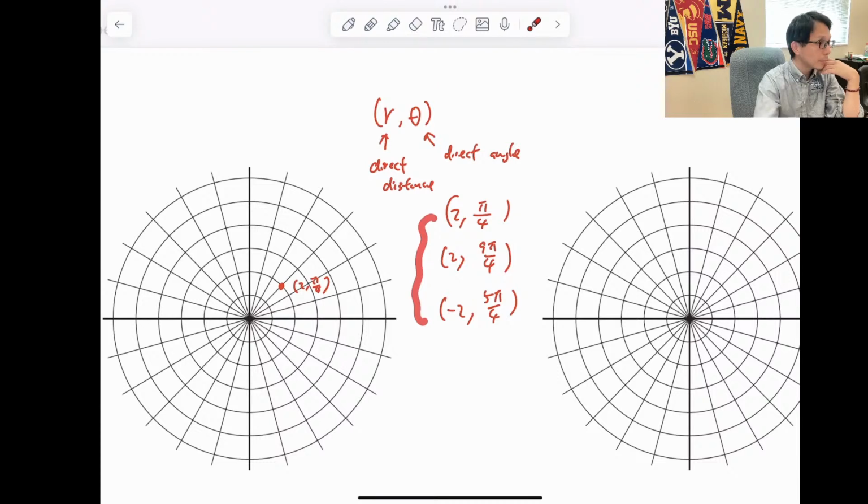These three are the same exact coordinate. If you go to 5 pi by 4 and go back -2, so instead of going forward to +2, I can go backward to -2. It's going to represent the same exact angles.